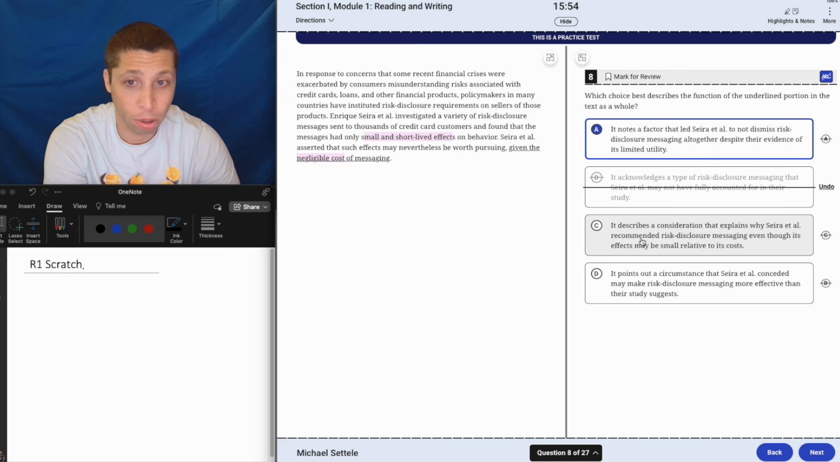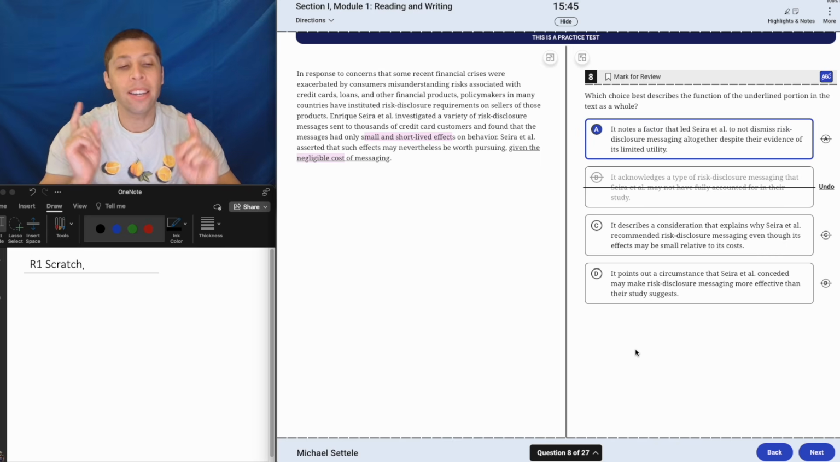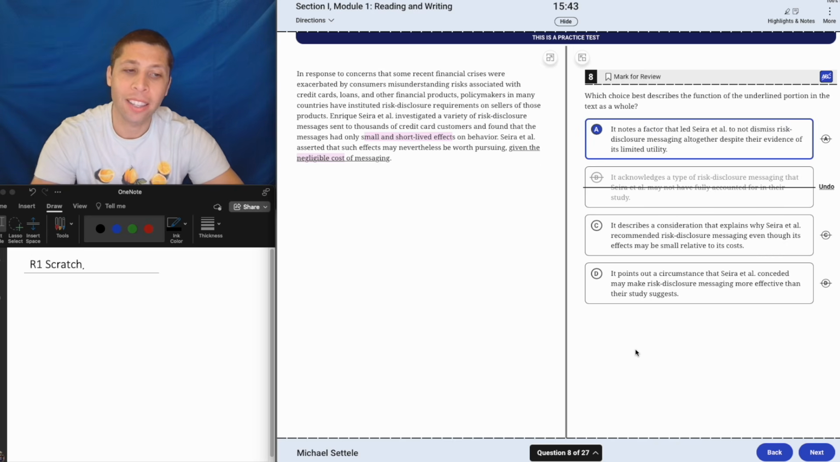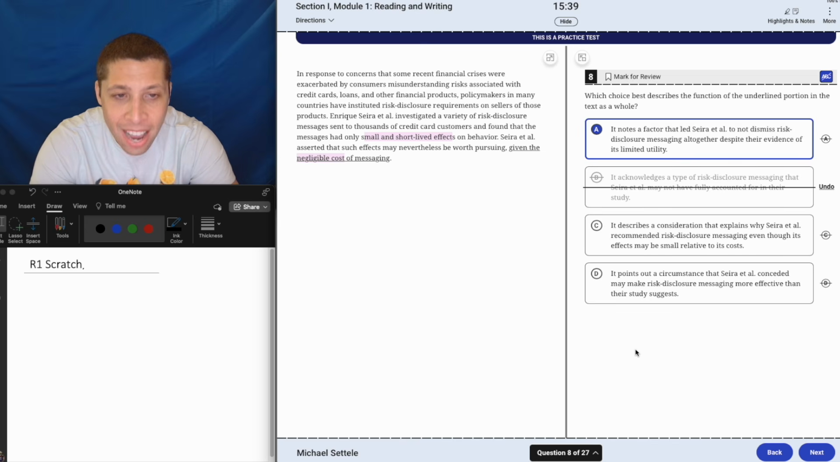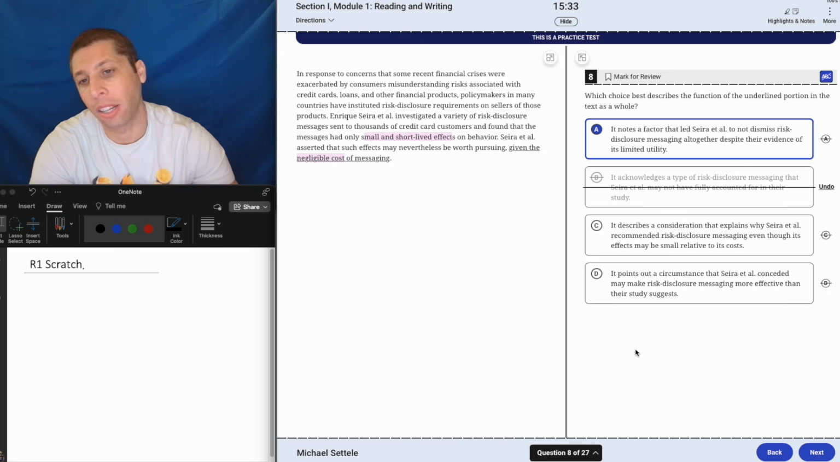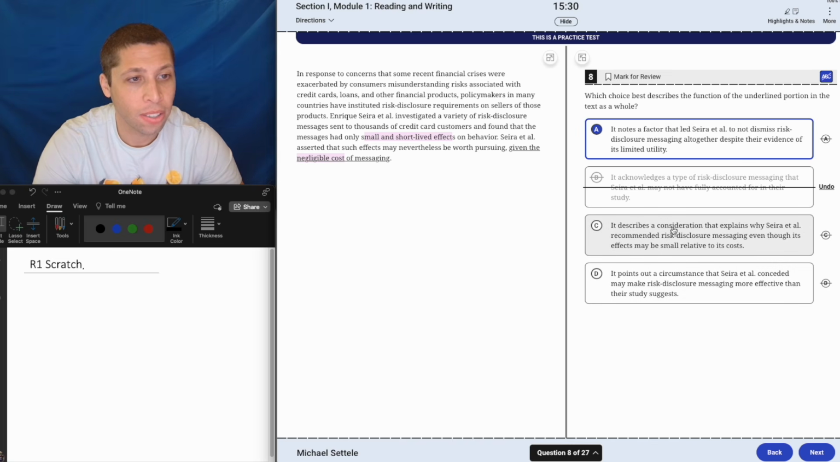So that's so far true. That's all true. Here's the problem. Even though its effects may be small relative to its costs, that is, in a weird way, saying that the costs are high. If the effects are small relative to the cost, that means it's not worth the cost. The cost is high, the effects are small. We are purposely saying the cost is low, but this is going to be tempting because people are going to pick the word. They just like the word cost. They just see the word cost and they're like, yep, good, yay.